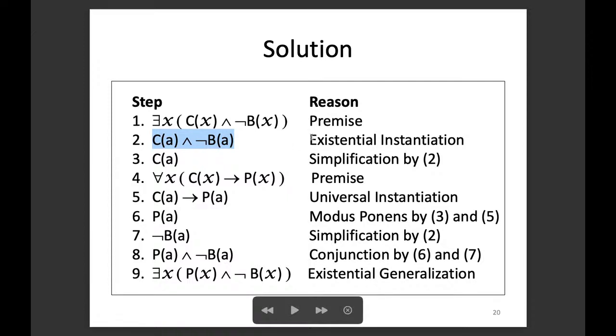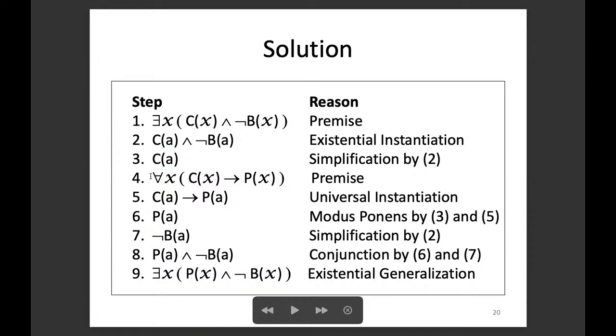And at this moment, the value of A is fixed for some particular A that makes this proposition true. From this one, this part and this part, we can use simplification to just keep Ca here. Okay, at this point, let us switch our focus to another premise.